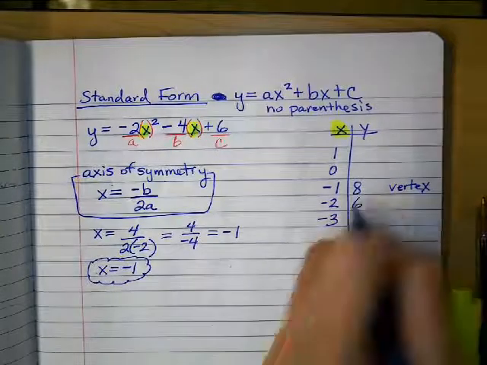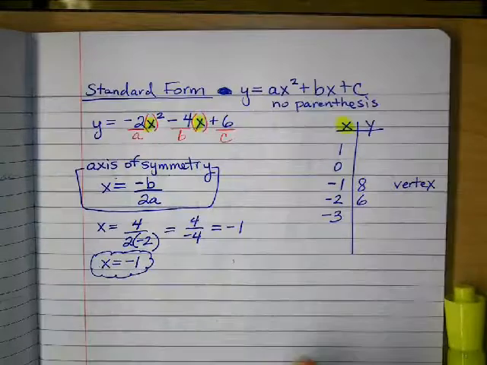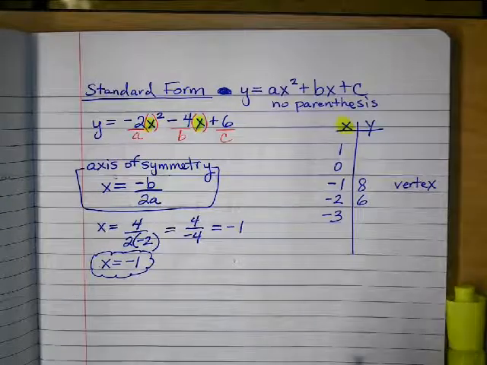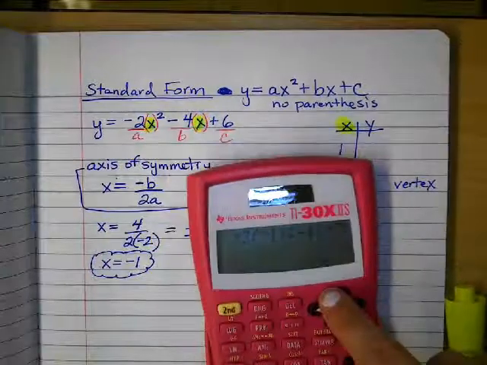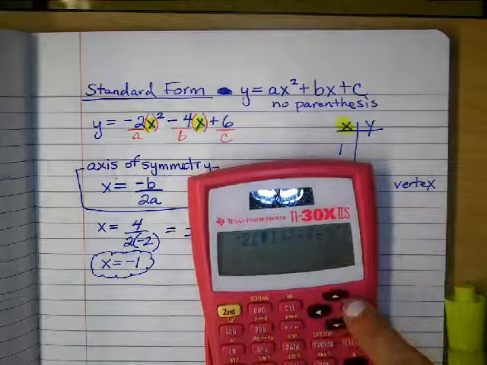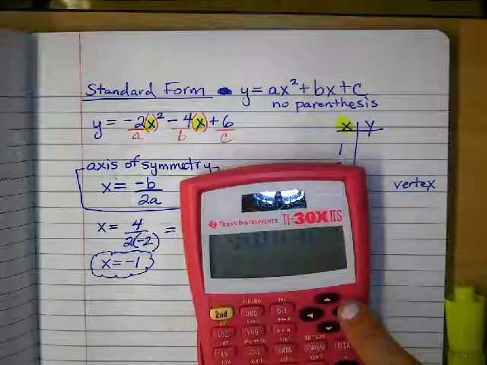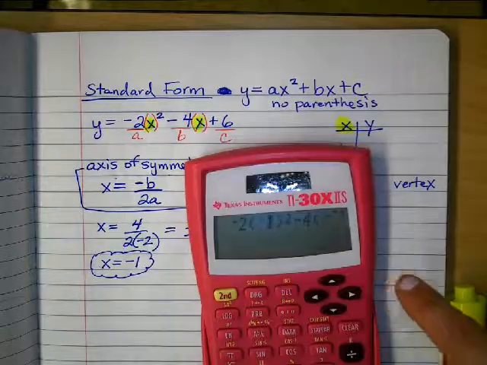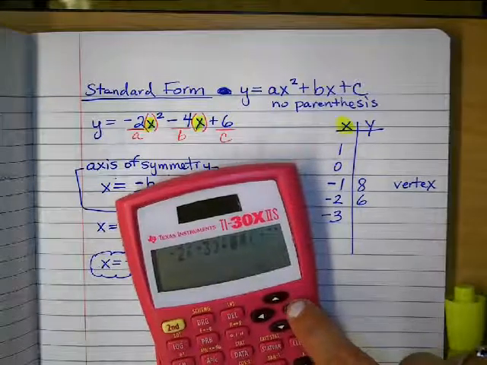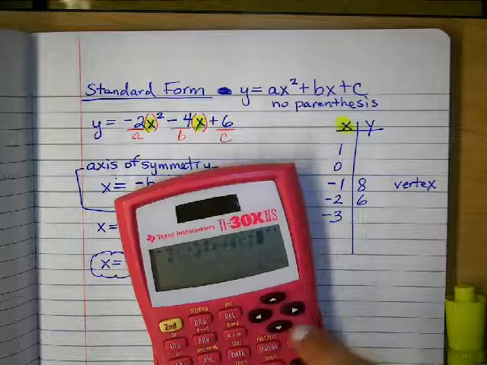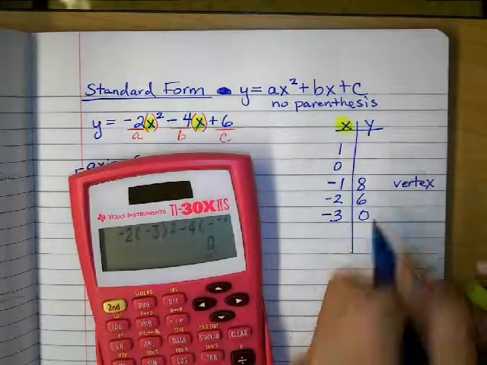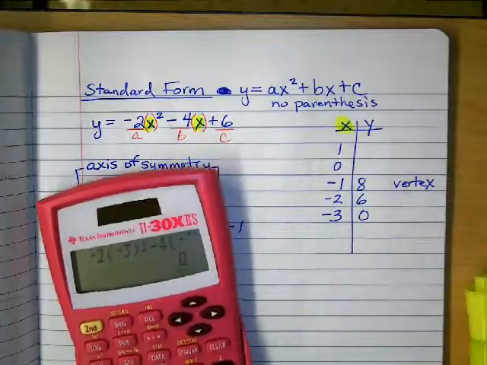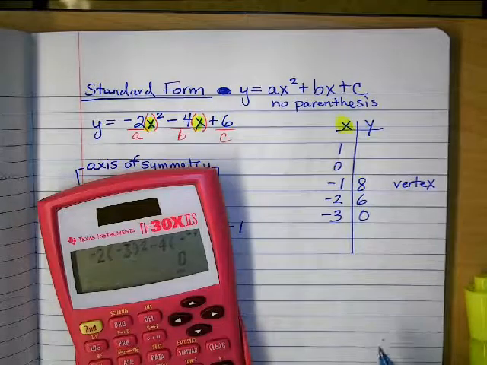I like these calculators because you can go up and change the number you had typed previously. So I can change this to a negative 3 and just hit enter. I got negative 3 comma 0 when I did that one. And if you try 0, you get 6. And if you try 1, you get 0.